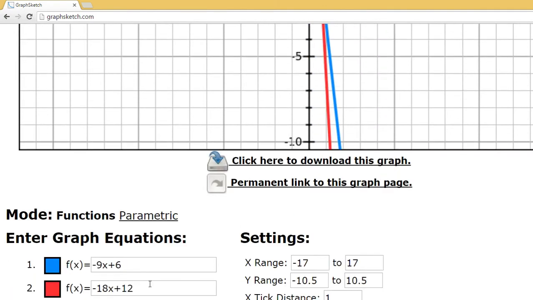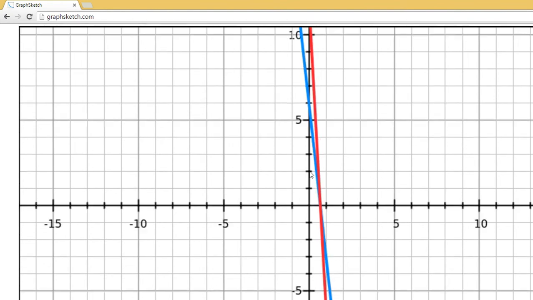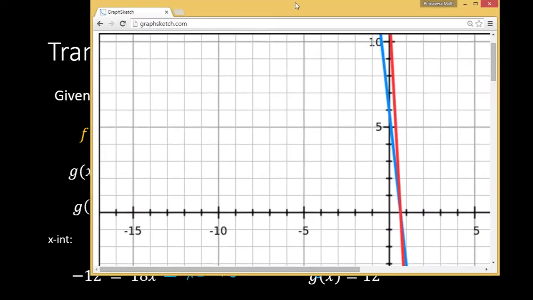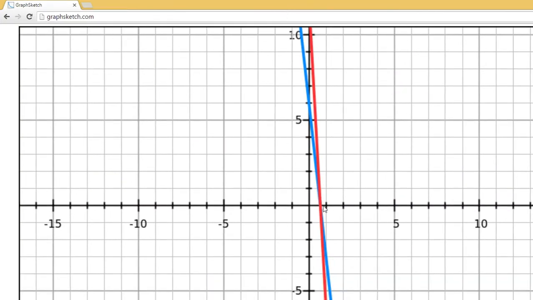Notice that when I multiplied by 2, my x-intercept stayed the same. That's because multiplying by 2 was a vertical stretch, which means that horizontally my x-intercepts stay the same. So you can see that in both I've got x equals 1.5, my x-intercept.